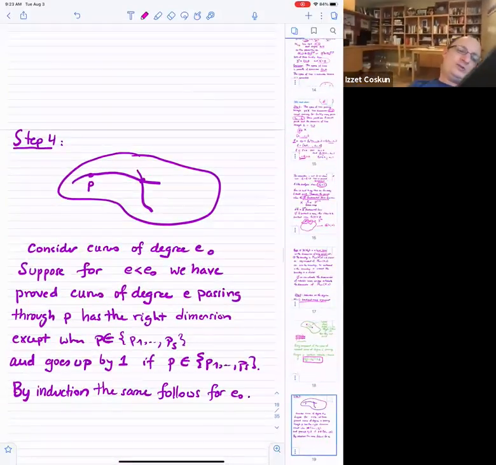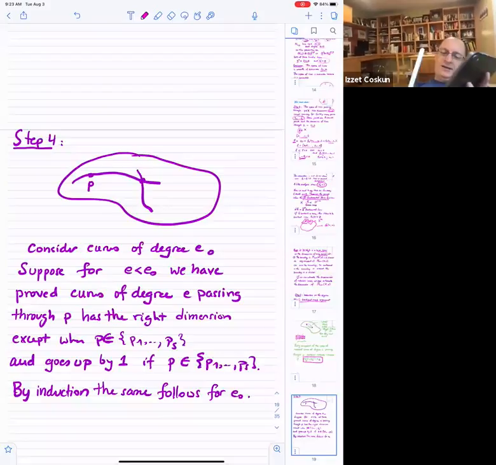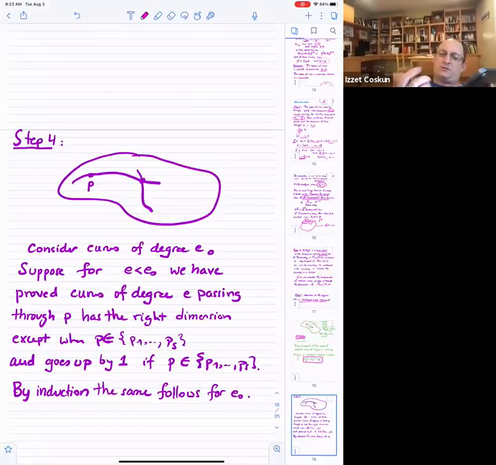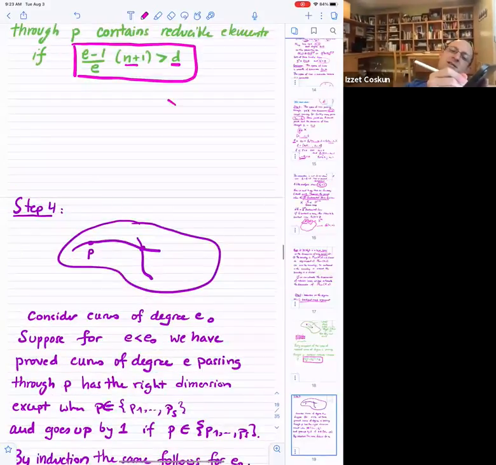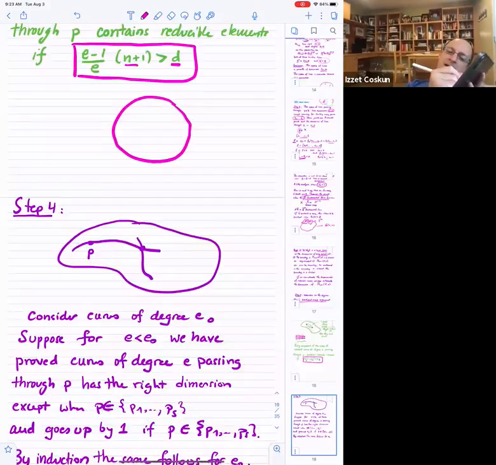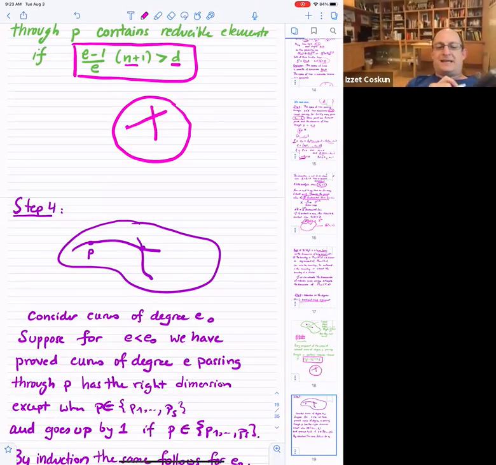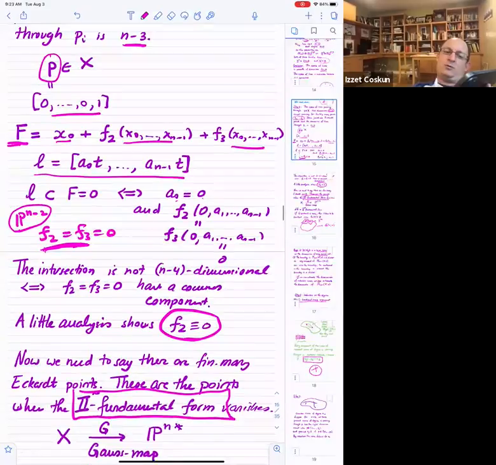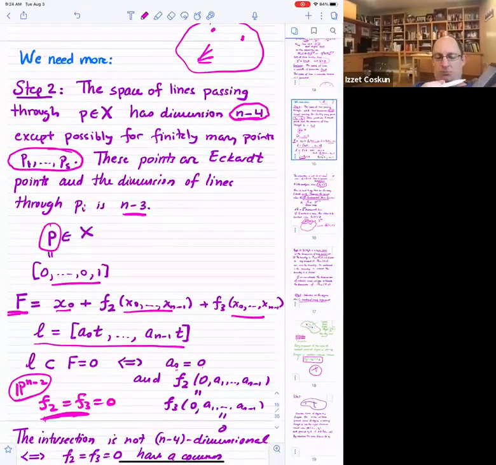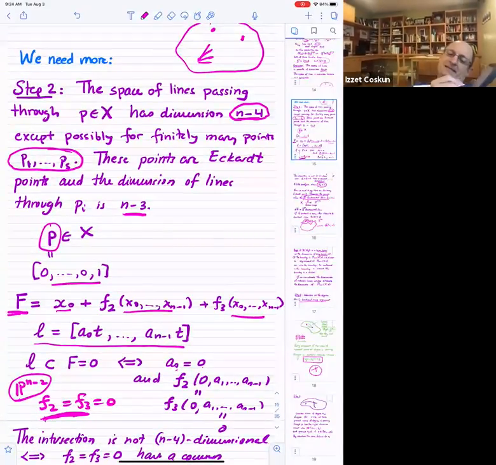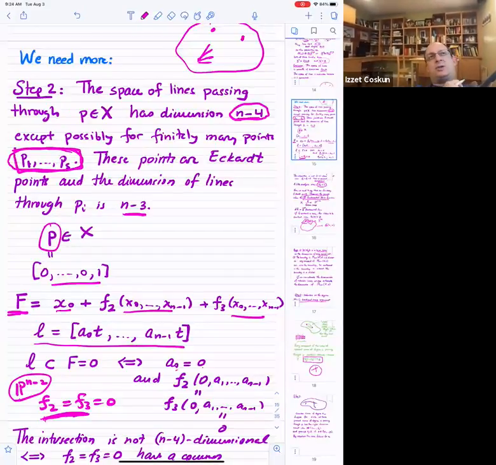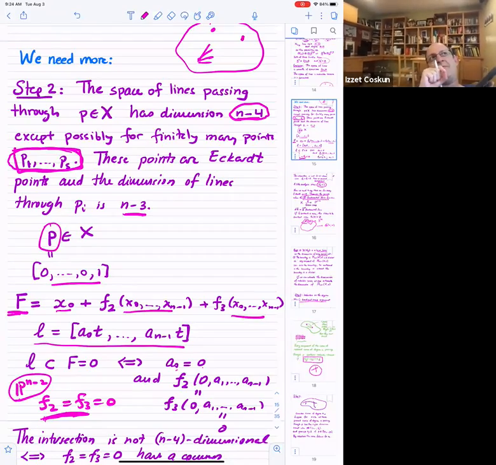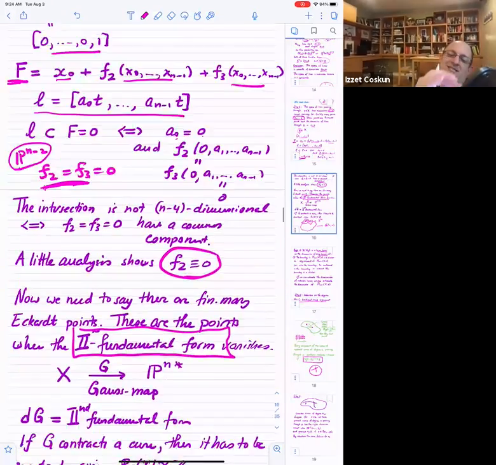Okay, and now you just play the game, right? So what you do is, let me prove that conics have the right dimension. I break my conics, right? In fact, what you want to prove is the more special, stronger statement that except for these finitely many points, the space of rational curves of degree e through every point has the expected dimension, right?